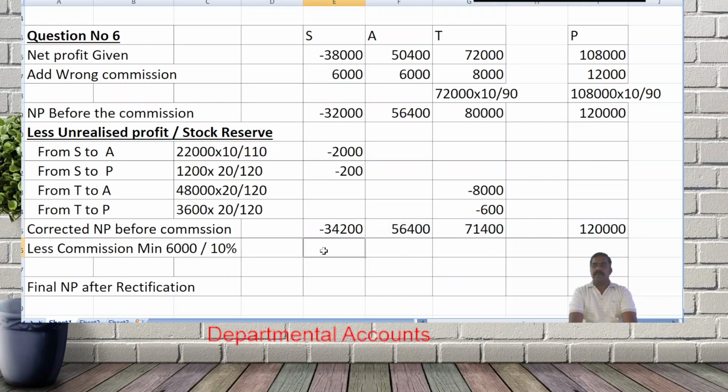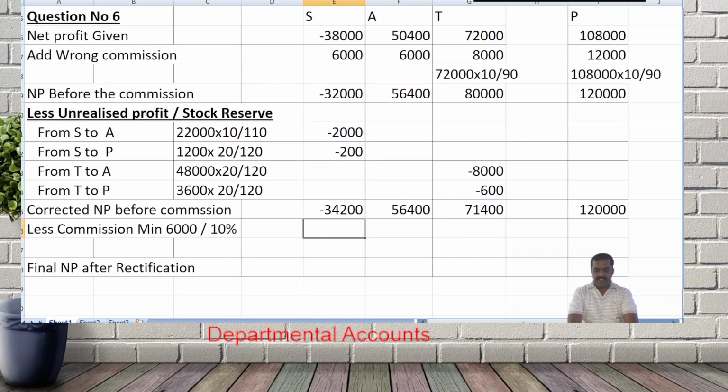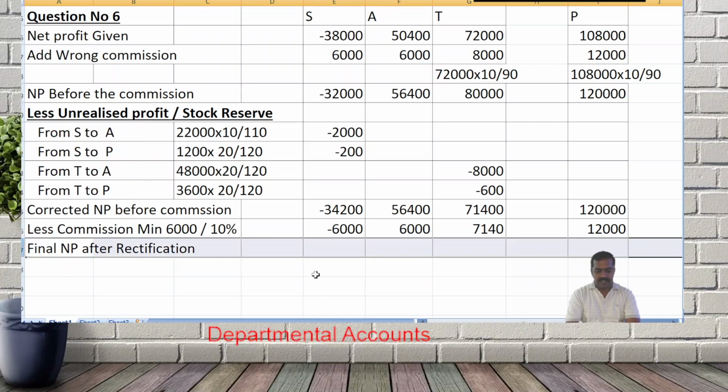Then commission will be 10%. First department, how much will you pay? Minimum 6,000. Second department, 10% applied gives 5,640, but the minimum you have to pay is 6,000. Third department, 10% of 71,400 is 7,140. Same way last department, 12,000. If your commission is more than 6,000, what does minimum mean? You will get at least 6,000. If actual commission is more, you pay that. So reduce this, and you will get net profit after rectification.